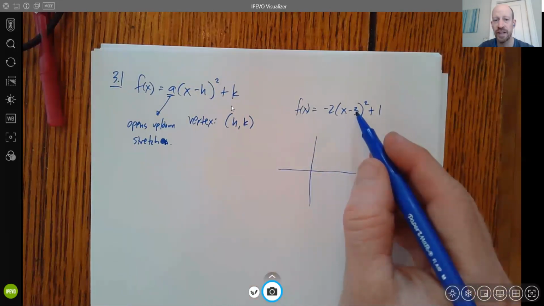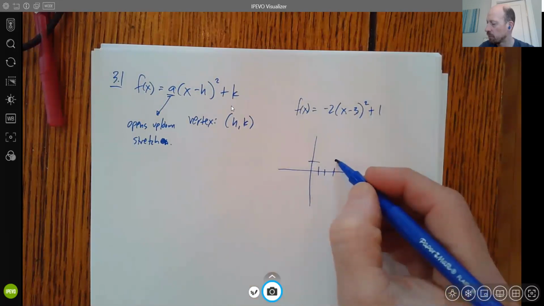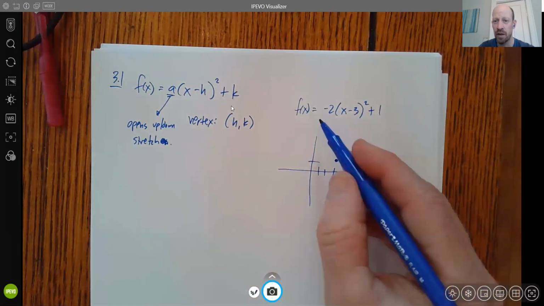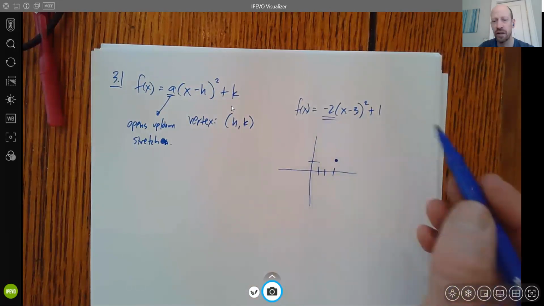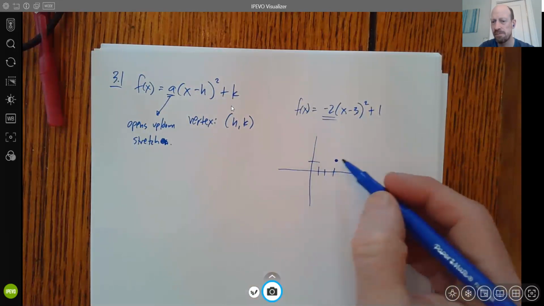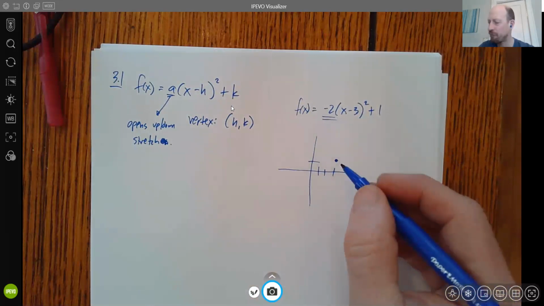So I know the vertex is at (3, 1). It's the opposite of that value. That's the vertex, which is the most important point. And then after that, I look at this. The negative tells me that it's going to open down. And the 2 tells me it's been stretched by a factor of 2.